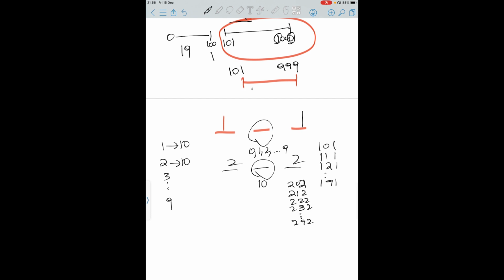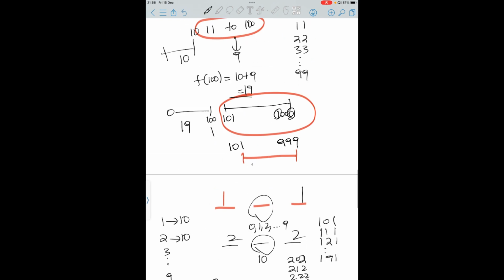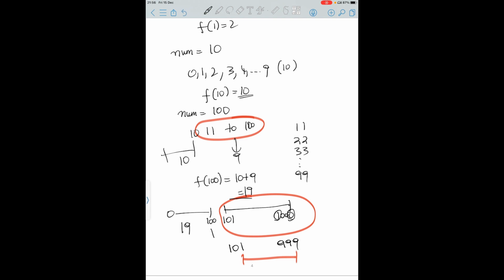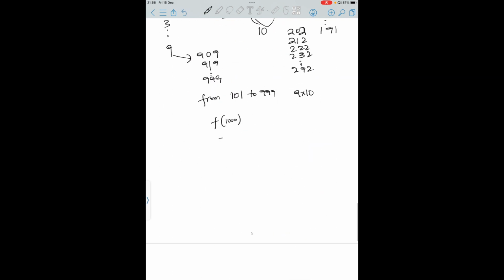So until 1000, from 101 to 999, there are 9 into 10 such numbers. From 0 to 100, we have 19 such numbers. So f of 1000 equals 19 plus 9 into 10. Now let's multiply the 1000 by 10 and see the number of possibilities.